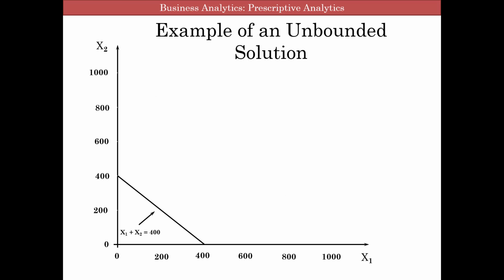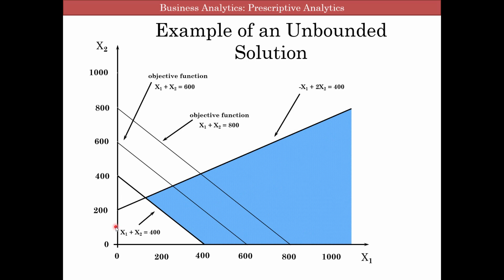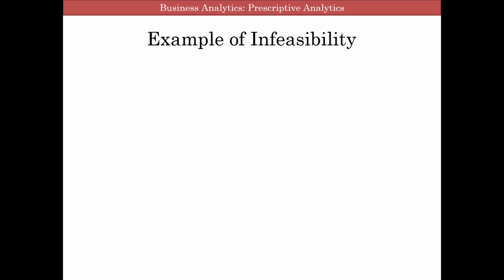An unbounded solution happens like this. Let's assume here is x1 plus x2 is equal to 400, and here is minus x1 plus 2x2 is equal to 400. And if that's the objective function, and this side and this side are the feasible region, this can keep going to infinity. This objective function can keep going, and there's nothing that bounds it. There is no ceiling here that prevents this from going this way. That's called an unbounded solution.